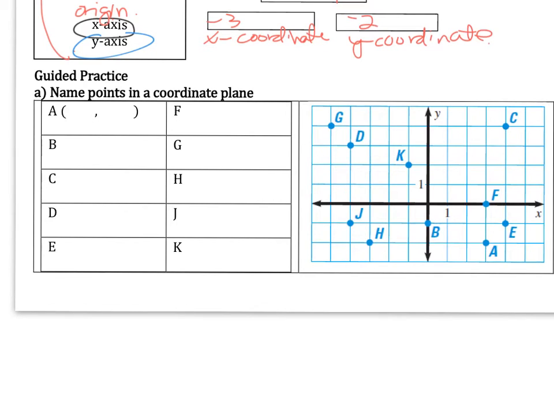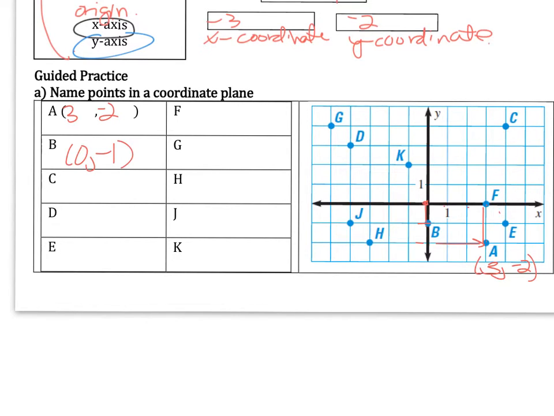Part A, name points in a coordinate plane. When you're naming points, you're basically being asked to recognize the ordered pair corresponding to each letter. So for A, we have 1, 2, 3, and then -1, -2. For B, 0 is your x-coordinate, and you're moving down 1 unit, so that's -1 for the y-coordinate.